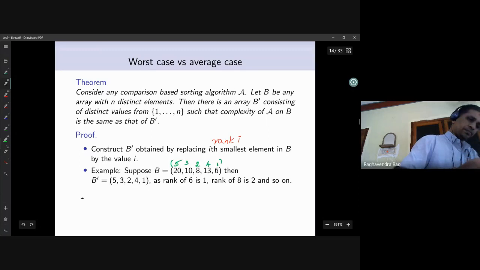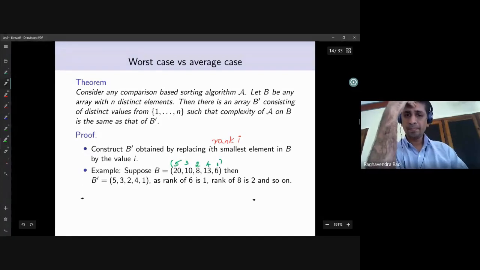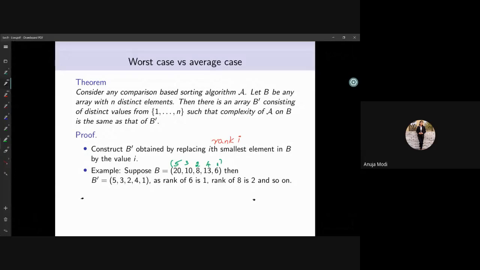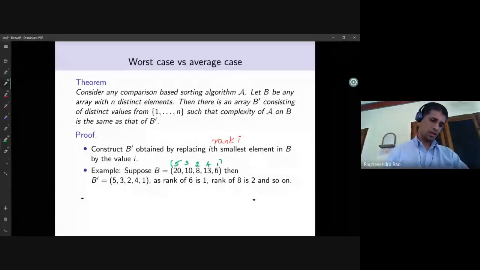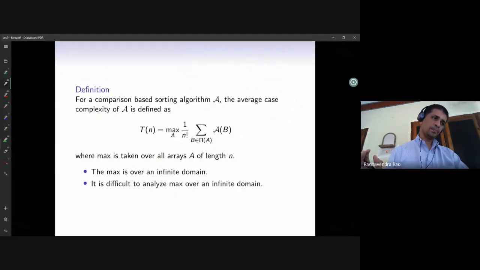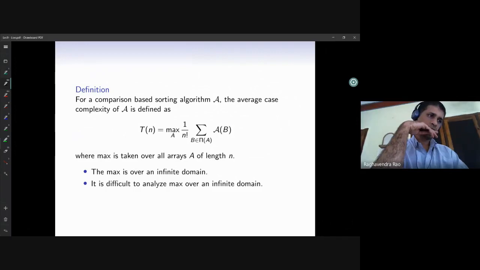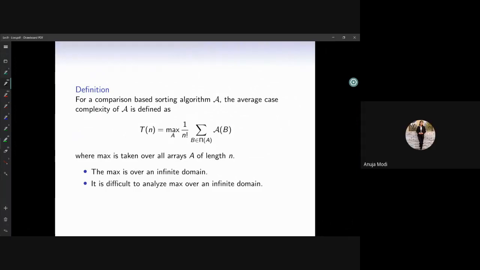Any question on the construction quickly? Sir, I have a question on the previous slide. This one? Yes, sir. Here, if n is fixed, that is, we are taking n distinct elements, then why is max taken over an infinite domain?